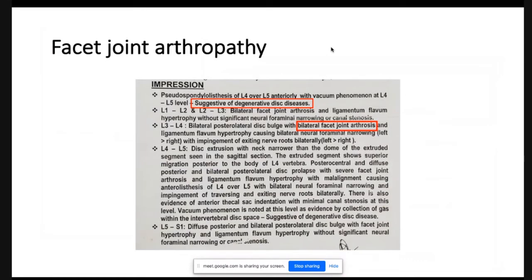So this is a report which says it is suggestive of degenerative disc disease. And in the second point, we have bilateral facet joint arthrosis. Here arthrosis is a clinical condition where the facet joint is involved, in a broader sense. And the related point is that it is suggestive of degenerative disc disease. Overall, a patient has degenerative conditions in the body, and hence multiple joints have been affected, and one among those is the facet joints of the vertebrae.